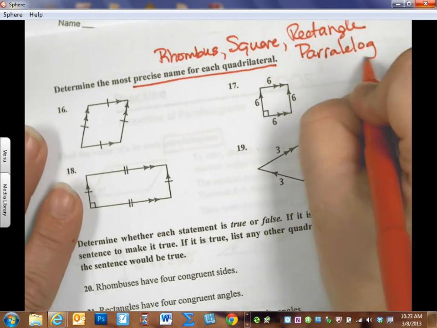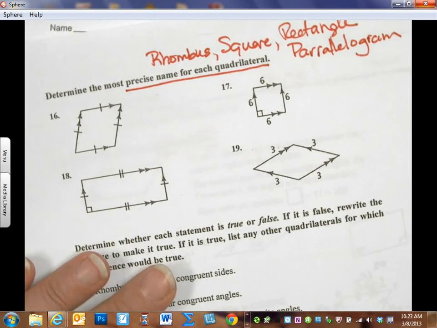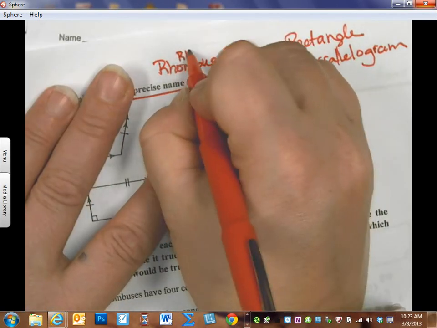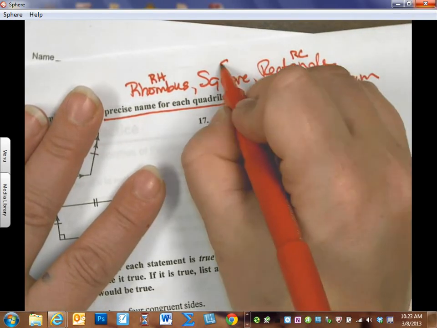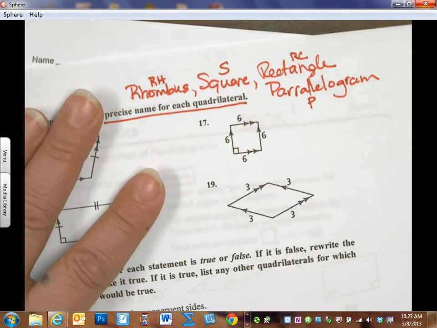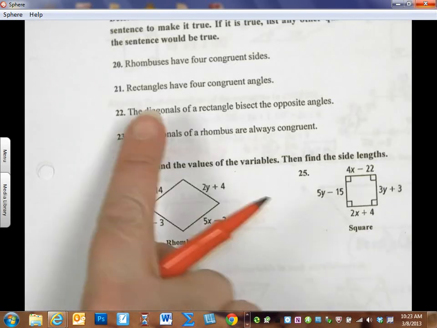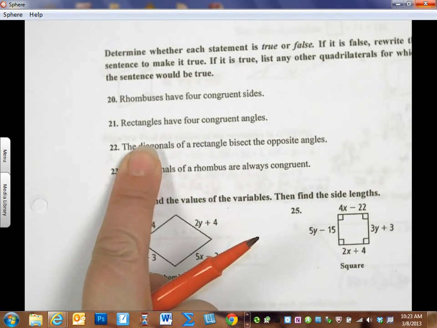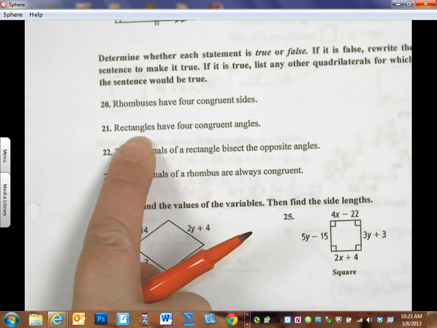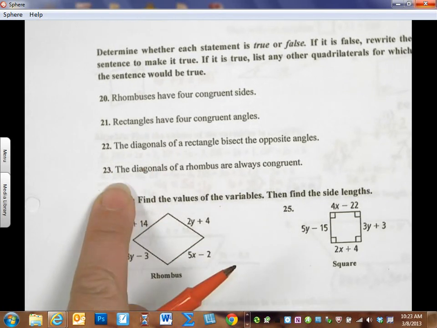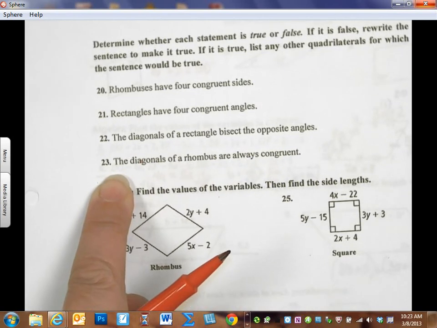Now I know you guys are a little lazy, so you can come up with your own abbreviations and write them there. Like I always do rhombus as RH, and a rectangle is an RC, and a square is just an S, and a parallelogram is just a P. That way you don't have to write them out every single time. Okay? And this is the same kind of thing. You're just going to decide true or false. Use your flip book for this. Do rectangles have 4 congruent angles? True or false? Do the diagonals of a rhombus, are they always congruent? You have to decide, looking at your flip book.